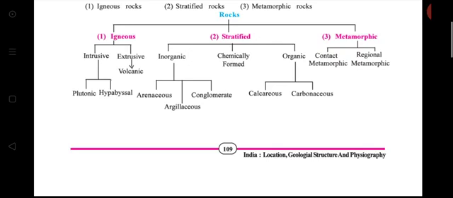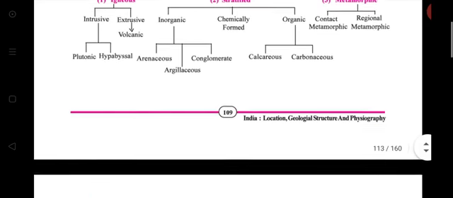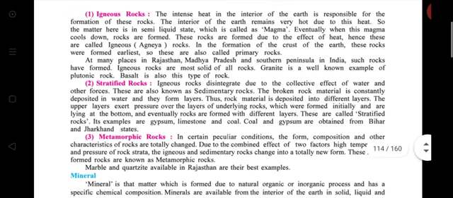In the first type, intrusive, extrusive, and second inorganic, organic and chemically, and in the third contact and regional. Contact and regional do not have a sub point, but first and second have a sub point. Like in intrusive, plutonic and hypabyssal, and extrusive, volcanic. Then stratified in inorganic, arenaceous, then argillaceous, then conglomerate. And in organic, calcareous and carbonaceous. Then we have studied in detail.